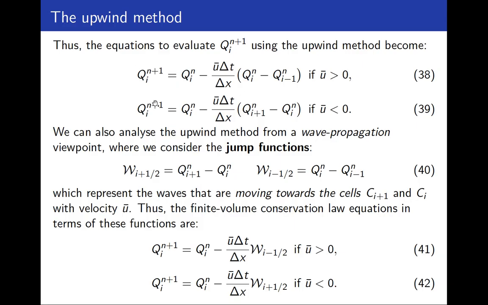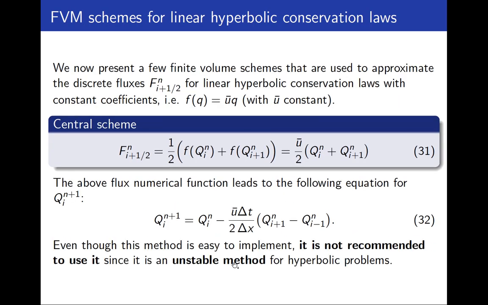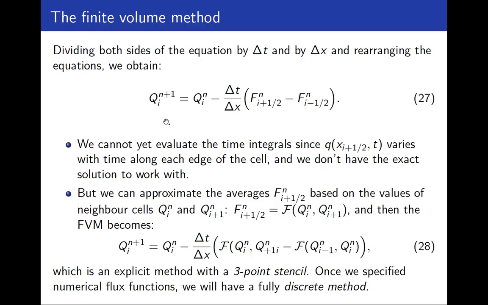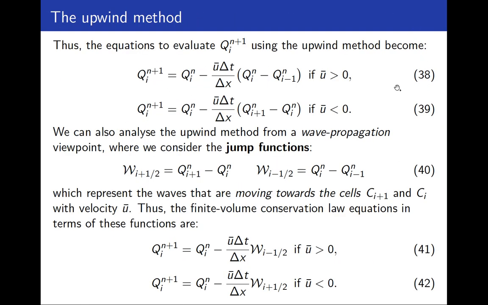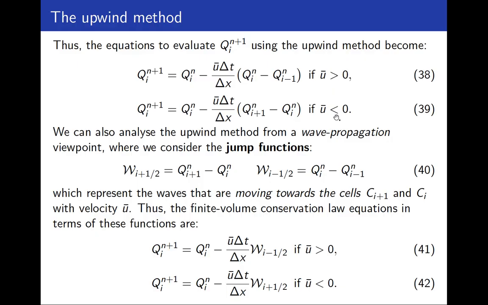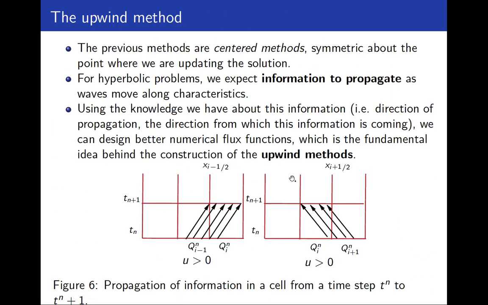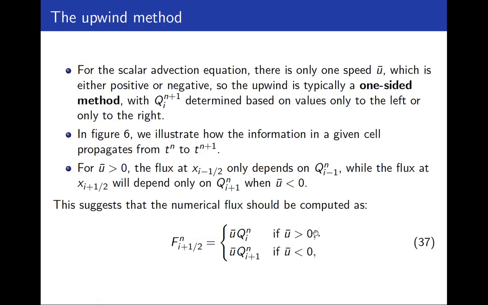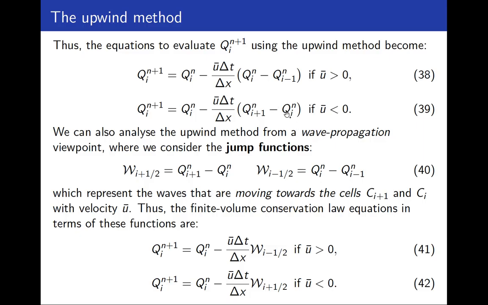So now we have the complete information about the flux function, so we can compute, using equation 27, the value of Q at the cell i at the new time step n+1, which is given by equation 38. So we have equation 38 and equation 39 depending on the value of the fluid velocity. When the fluid velocity is positive, Q^{n+1} needs the values of Q at the cell i and Q at the left cell, which is this one. But when the fluid velocity is negative, in order to evaluate the value of Q at the new time step, we need the values of Q at the right cell, which is this one, and the value of Q_i^n at the cell we are solving the equation.